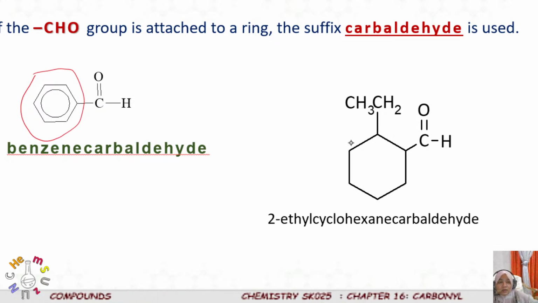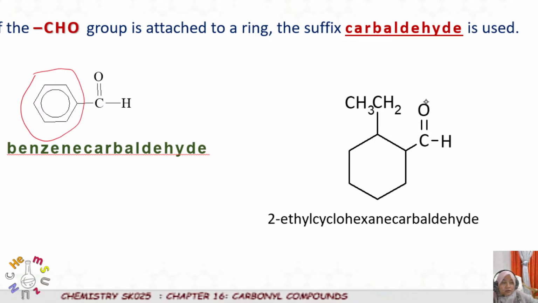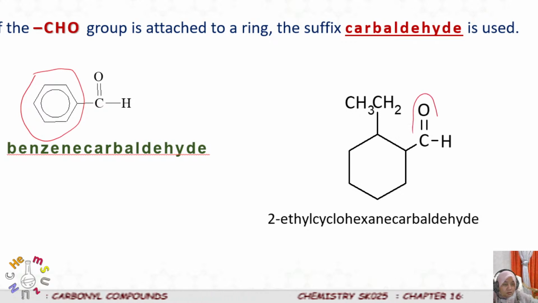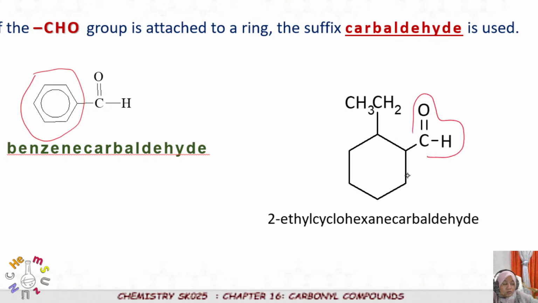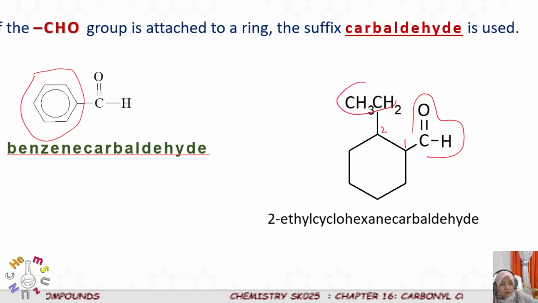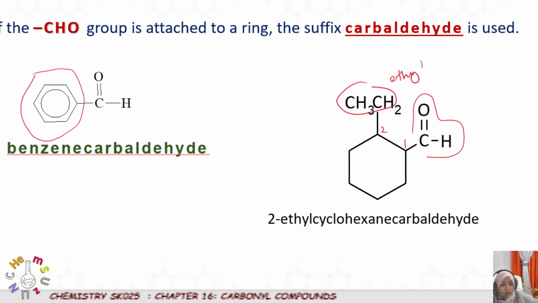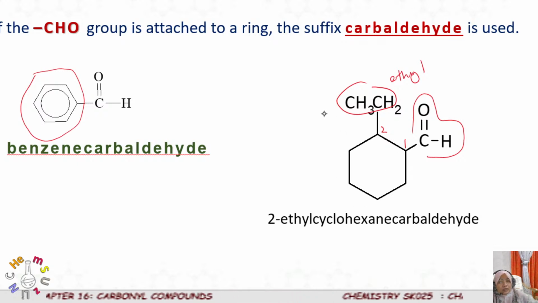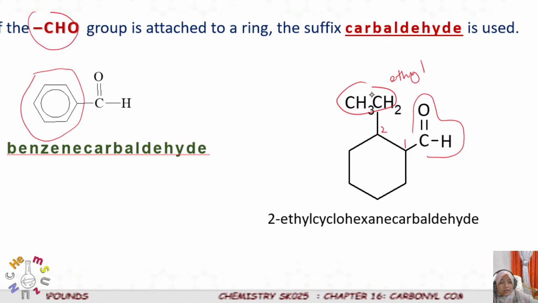If you look at the second example, you have C double bond O directly attached to the cyclohexane. So this is carbon 1, this is carbon 2. We name this with 2-ethyl; this is the ethyl group. So we name this 2-ethyl cyclohexane carbaldehyde. Why carbaldehyde? Because the carbonyl group is attached directly to the ring.